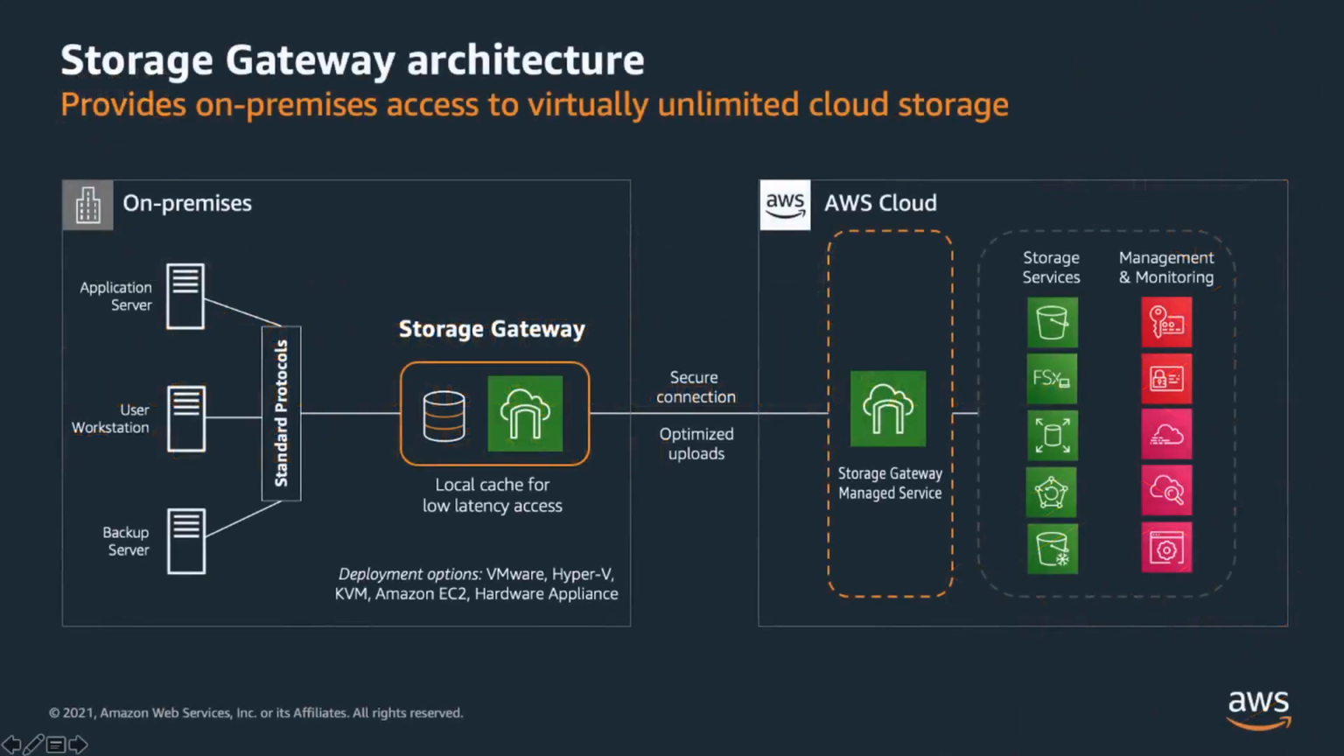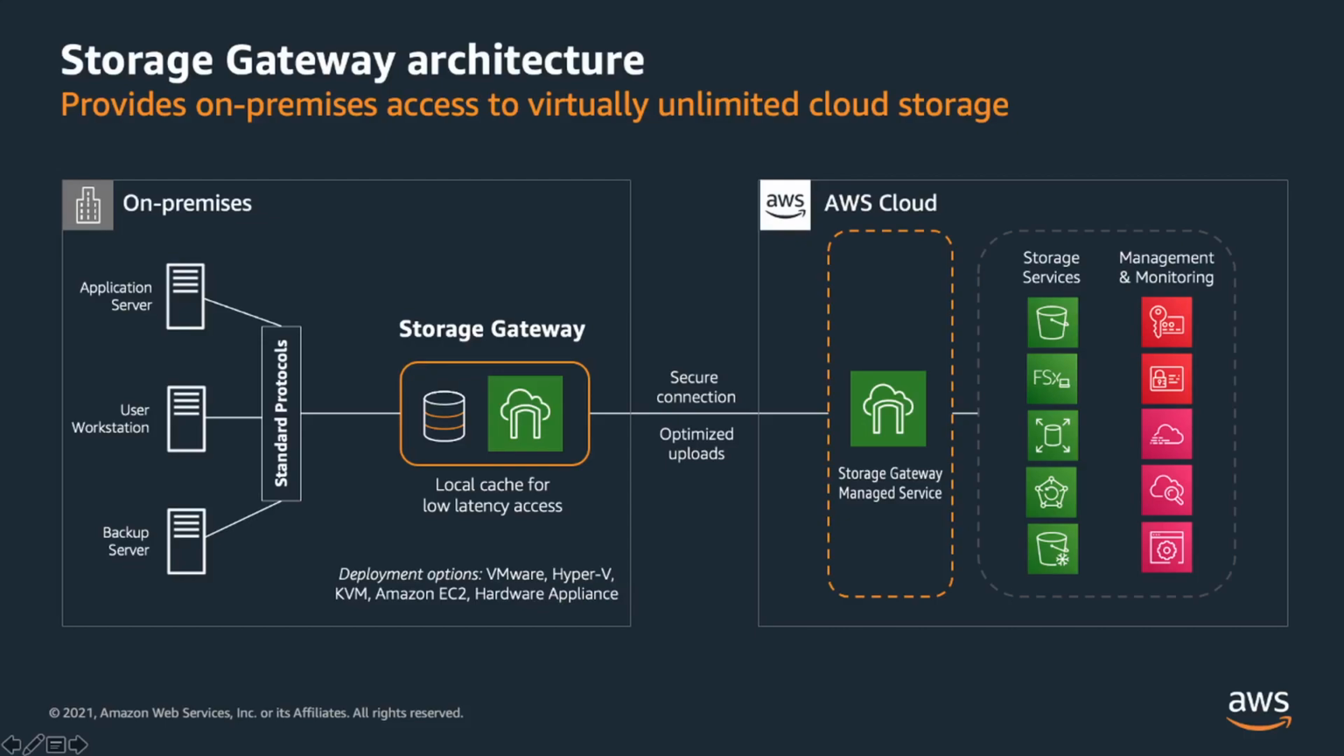The AWS Storage Gateway acts as a bridge to provide access to virtually unlimited cloud storage by connecting cloud applications running on premises to Amazon storage. The Storage Gateway allows customers to connect to and use key cloud storage services such as Amazon S3, Amazon S3 Glacier, Amazon FSx for Windows File Server, and Amazon Elastic Block Store.